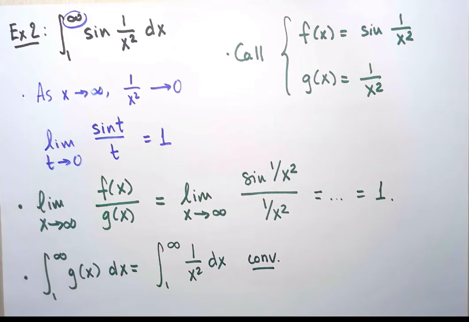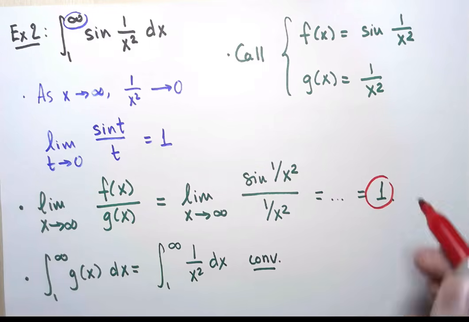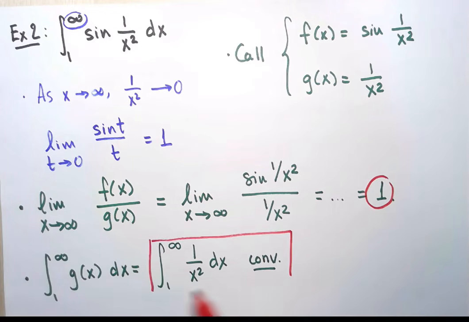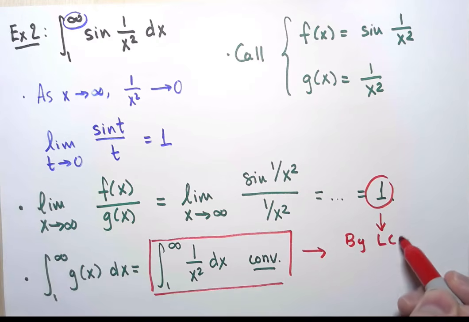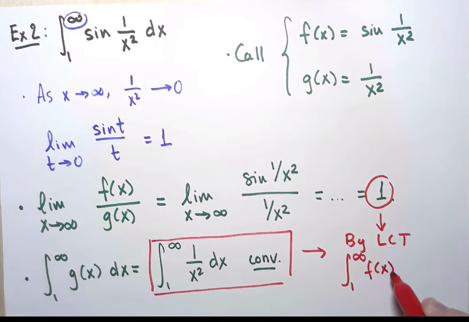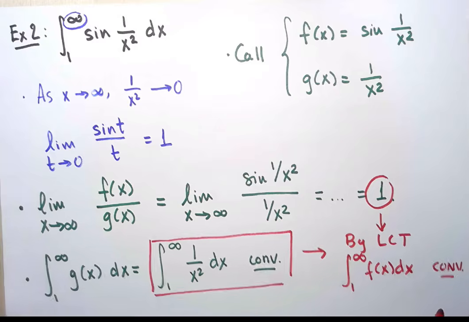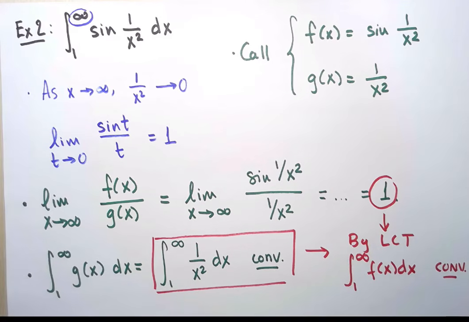So finally, I put together the fact that the limit is 1 and the fact that this integral is convergent. And then by the limit comparison test, I can conclude that the other integral is also convergent. And that is the answer to the original question.